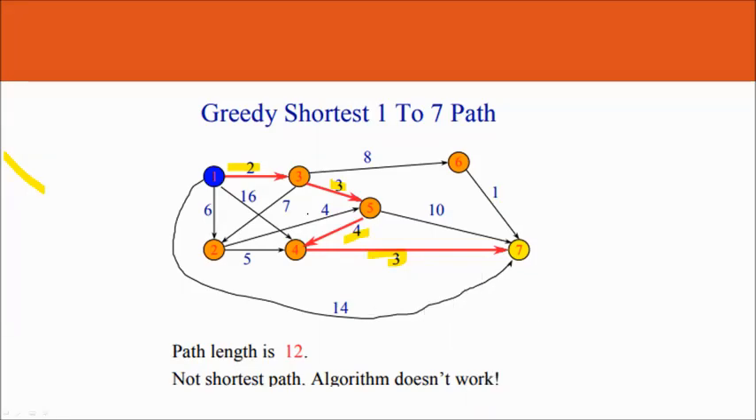So that is 2 plus 3 plus 4 and then plus 3. That's how we arrive at 12. So again, for the greedy shortest path from 1 to 7, the path length is 12, so the greedy method is not a shortest path algorithm. It doesn't work.